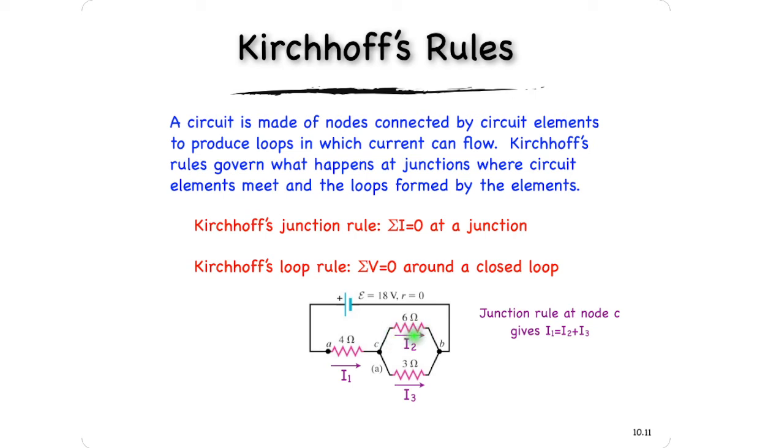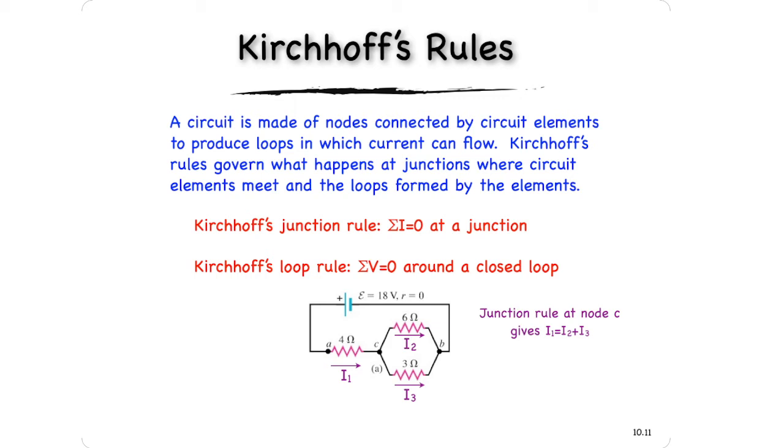And then we have some current through the 6 ohm resistor and some other current through the 3 ohm resistor. So let's call those I2 and I3. And that's it. Those are all the unique currents I have in this circuit. There's going to be some current through this upper wire, but I don't have to draw it and label it because it's exactly the same as I1. That's all in series.